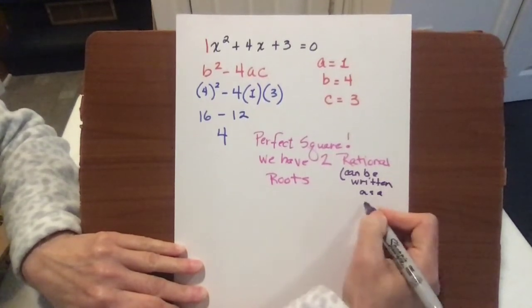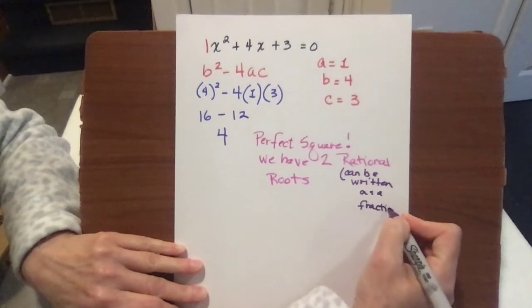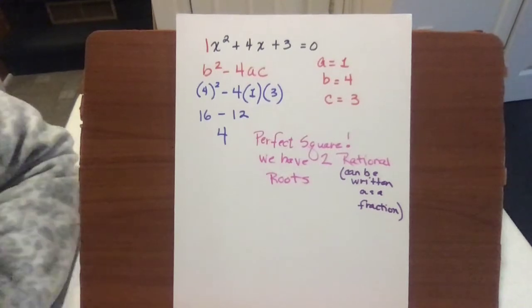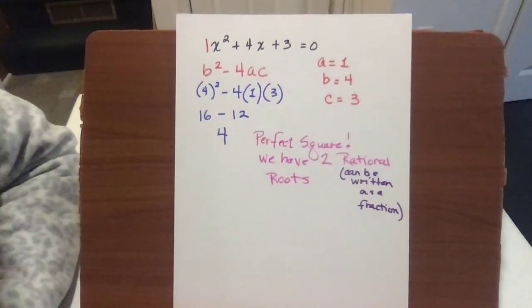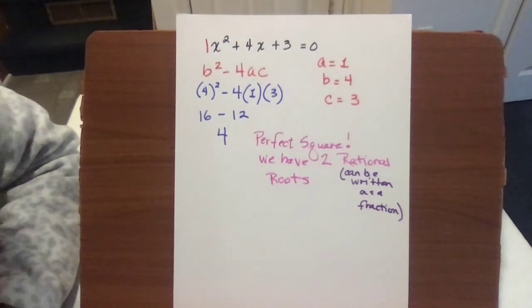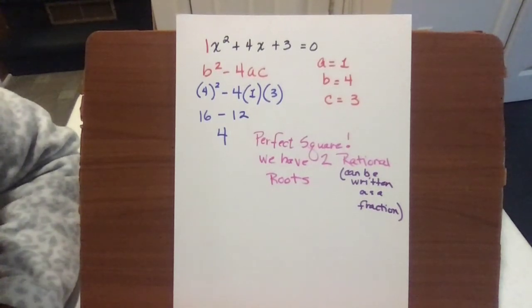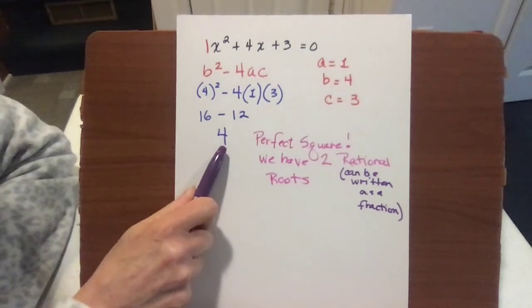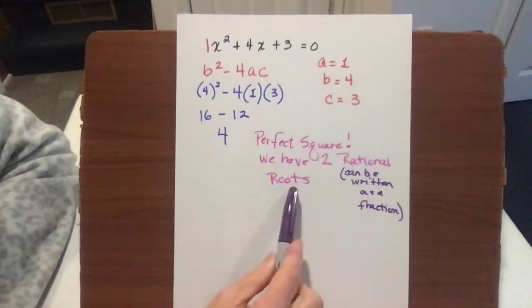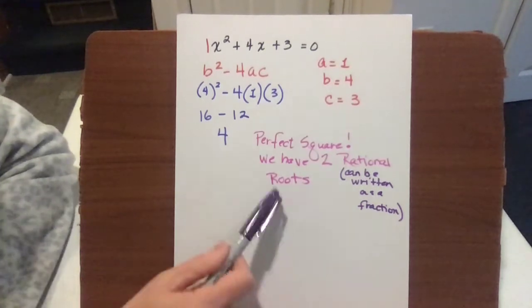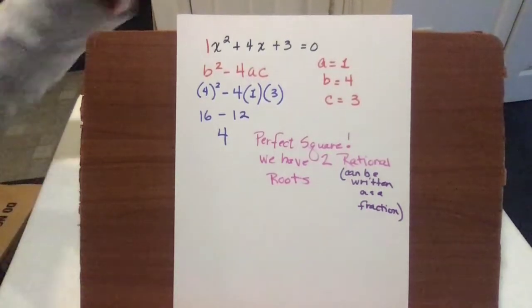That means it can be written as a fraction. So you could get an answer for your 2 x-intercepts, your roots, your solutions, if you factored it, as 1 and 3. Or you could get negative 1/2 and negative 1/4. Or you could get negative 7 and positive 1/2. All rational numbers. So when you have a perfect square for your discriminant, you have 2 rational roots. What they are, we don't know. We would have to factor and solve. But this tells us about the type of solution we're going to have.